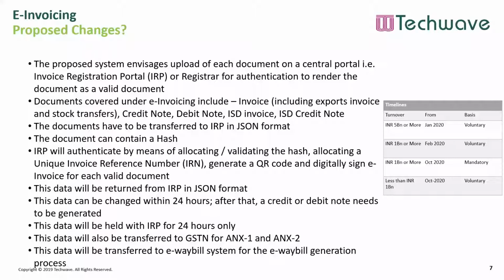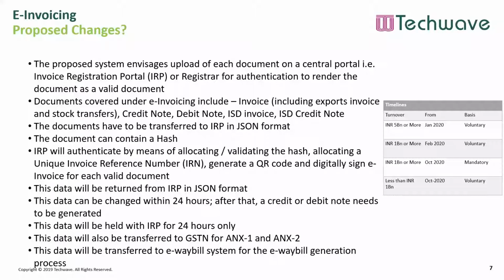Now the IRP will authenticate the document based on the data we submit to the IRP portal. The government wants the submission of the data to be done in an encrypted JSON format. So the government has already released the format in which the data needs to go. And for any data which goes and gets validated, if applicable, the e-way bill can be generated from the solution directly.